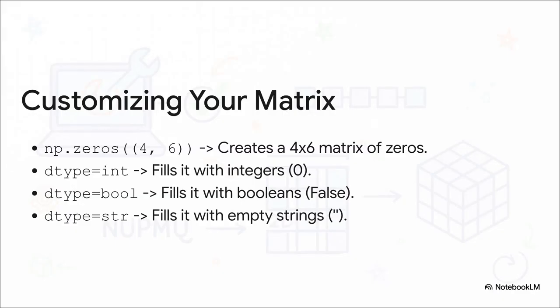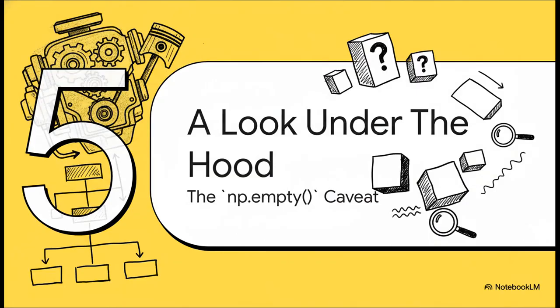And what's really cool is how much you can customize these. You pass in a shape like (4, 6) to get 4 rows and 6 columns. But you can also specify the data type with the dtype argument. So if you want integers instead of floats, just add dtype=int. You can even create matrices of booleans, where all the zeros become false, or even a matrix full of empty strings.